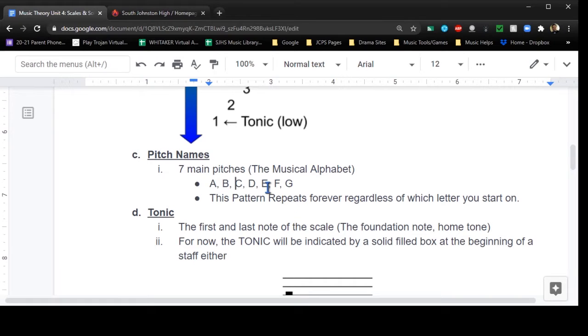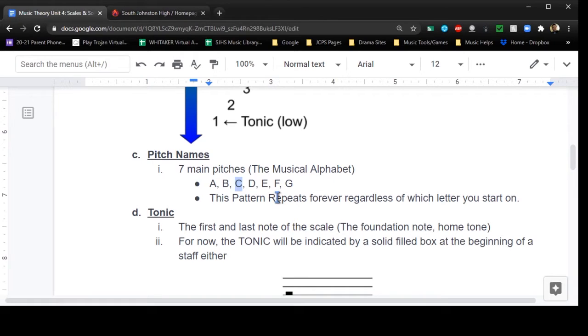So let's say, for example, I want to start on note C, and I want to play or sing something in the key of C, which all that means is the tonic note is going to start on the pitch called C. So here's C, and it just goes up the scale: C, D, E, F, G, A, B, C.